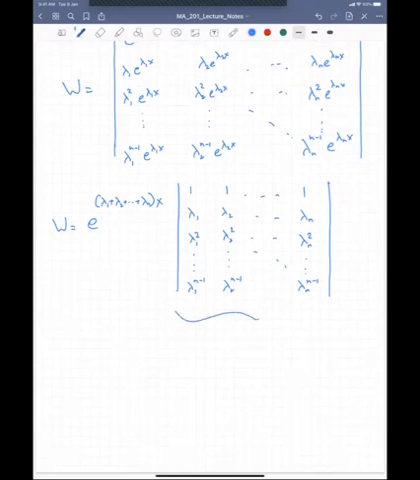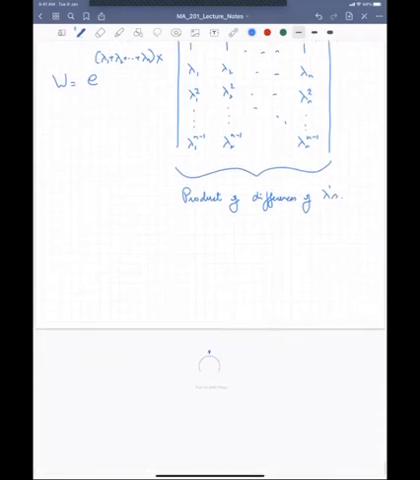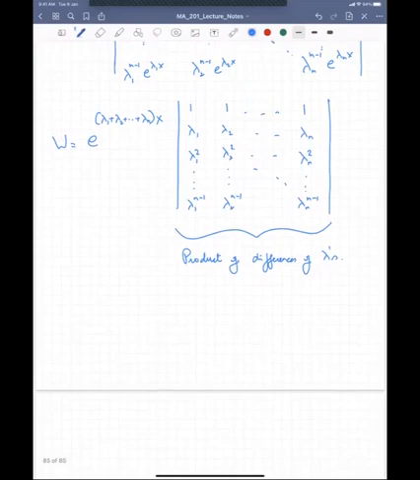So this can be decomposed into a product of differences of lambdas. Okay, not double counting lambdas. The exact form itself is not important, but the important thing here is that it's a product of differences. The difference of any two of these lambdas is not zero because we are dealing with distinct lambdas. Since the difference of any of these is not zero, the product of these cannot be zero either.